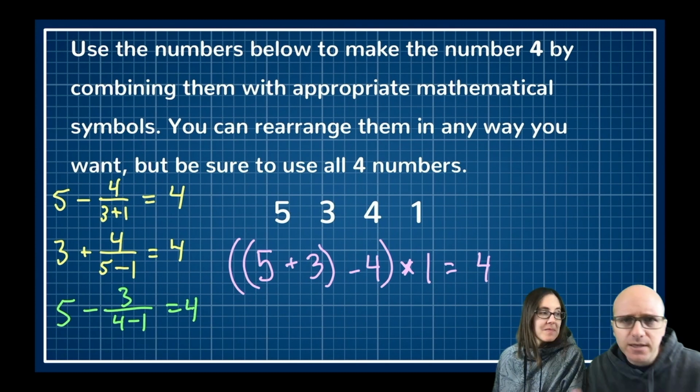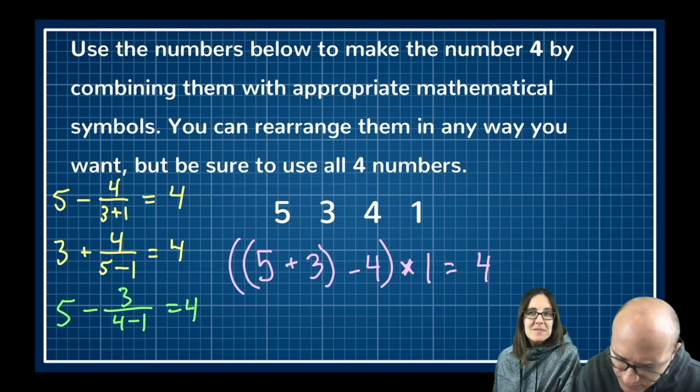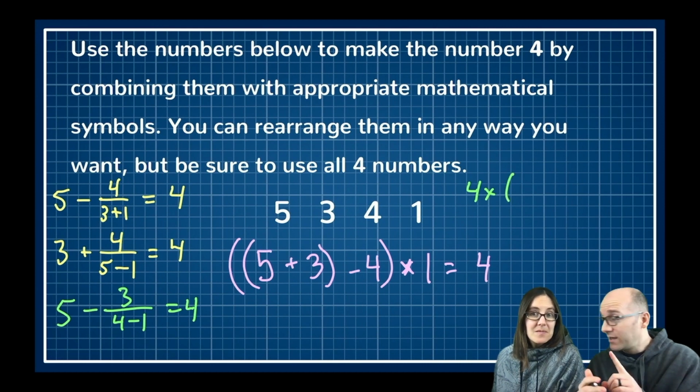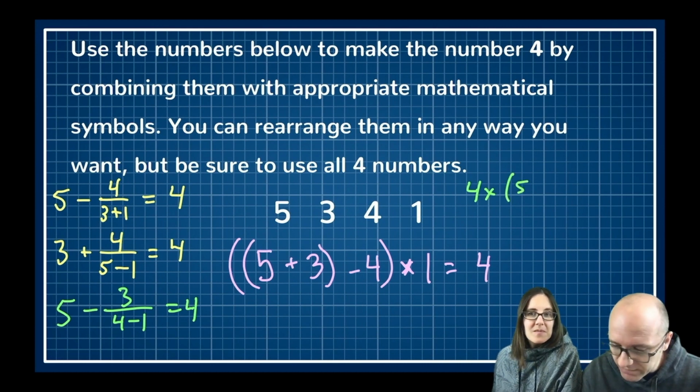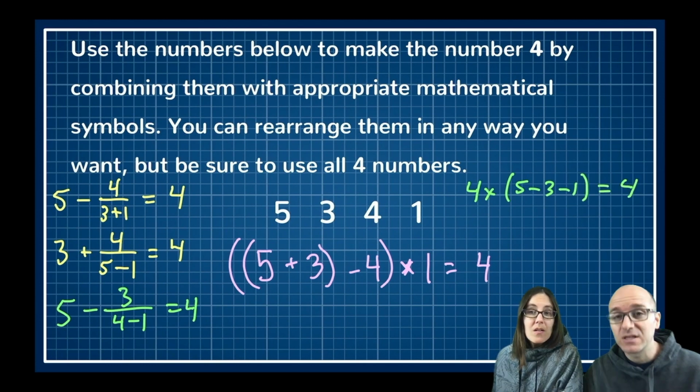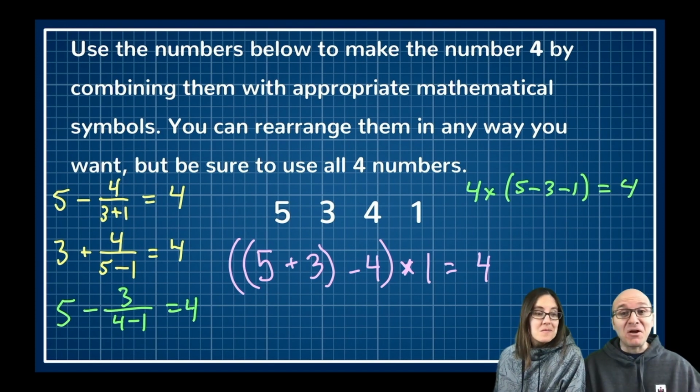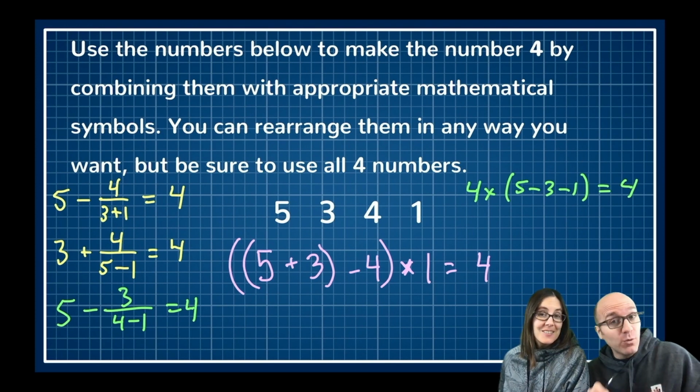And I think I saw yet one other. It was, let's do 4 times, and I need to get 4 times 1. But what if we were to just do 5 minus 3 minus 1? So that's 4 times 1 is 4. My guess is there are others. Let us know in the comments if you were able to get the number 4 by using those 4 numbers.